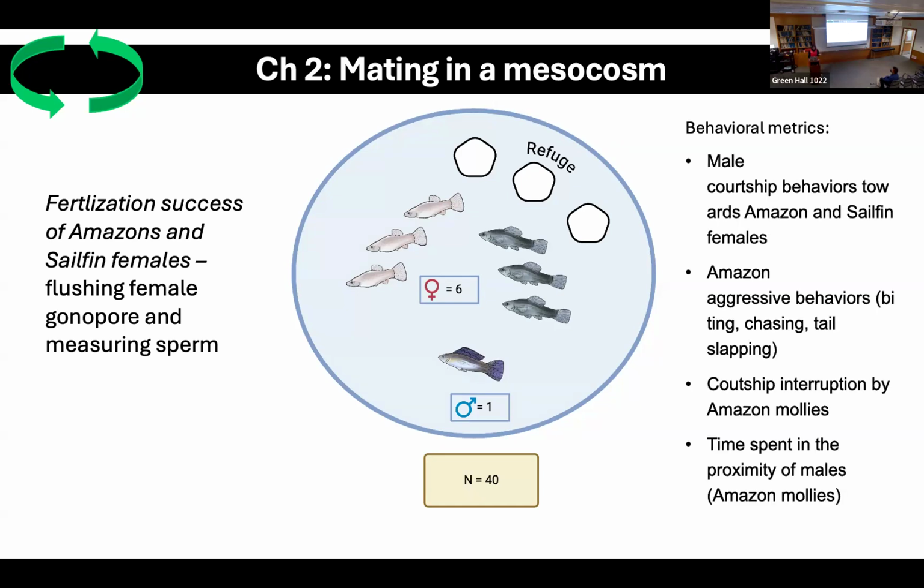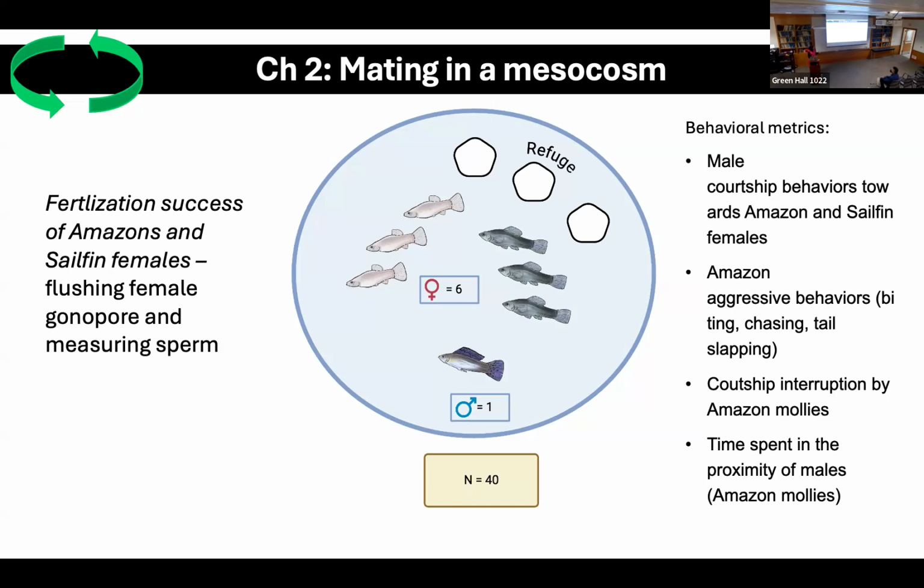Some of the other information I can get about the behavior is male courtship behavior toward the Amazon and sailfin females, and Amazon aggressive behavior, chasing, tail slapping, or the lack thereof. Then maybe Amazons do courtship interruption. This has again been anecdotally noted in these fish. If a male is actively trying to court a female of his own species, the Amazon will interrupt that interaction and swoop in to get that mating opportunity.